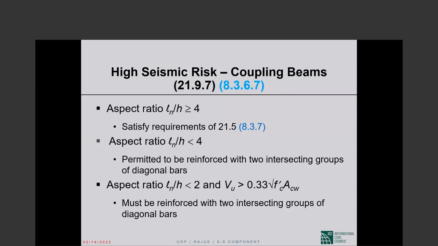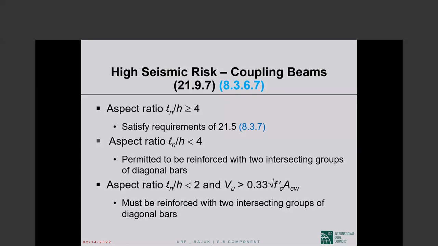The detailing of coupling beams: what I want to say is ACI 318 only has special detailing requirements for coupling beams. Okay, there is no non-special detailing that is specified. So we are looking at special detailing, although it is not called that. It is part of the special shear wall section.